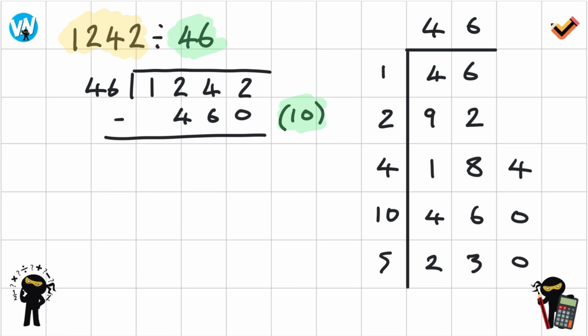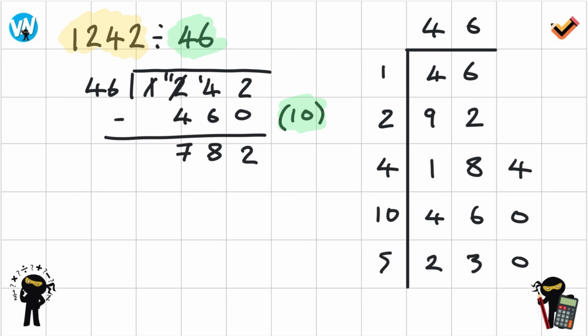Good. So again, 2 take away 0 is 2. 4 take away 6, we can't do that. So that becomes 1. 14 take away 6 is 8. 1 take away 4, we can't do that. 11 take away 4 is 7. So that leaves us with 782.